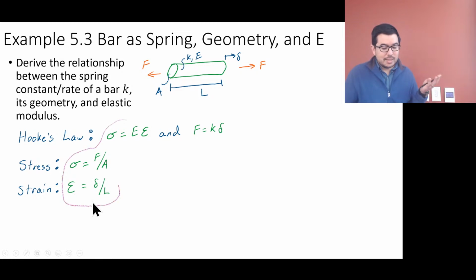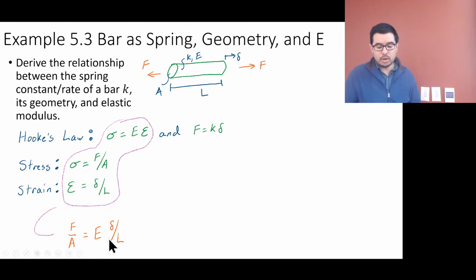Let's essentially just do some algebra and combine some things with each other. So here we can write a new expression where sigma is equal to E epsilon, so plug in F over A on this side, and plug in epsilon, which is right here, the delta over L. And now we have the E.